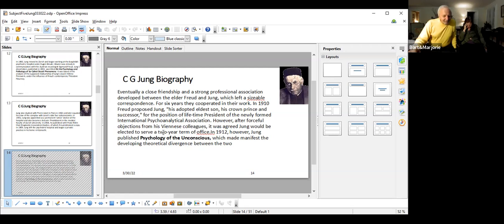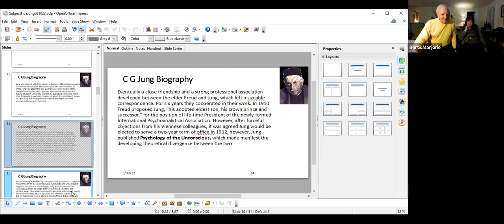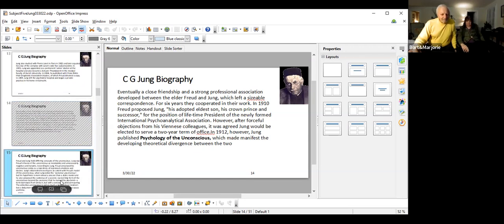However, after a lot of objections from Freud's colleagues in Vienna, it was agreed that Jung would be elected to serve just a 2-year term. And when he didn't even finish that, he ended up publishing The Psychology of the Unconscious in 1912, which made manifest the great differences between what Jung was working on and what Freud was working on. And that was when he disengaged from doing this.